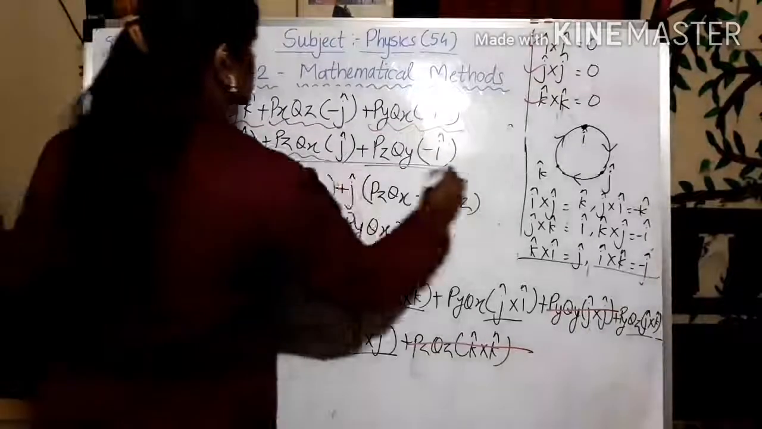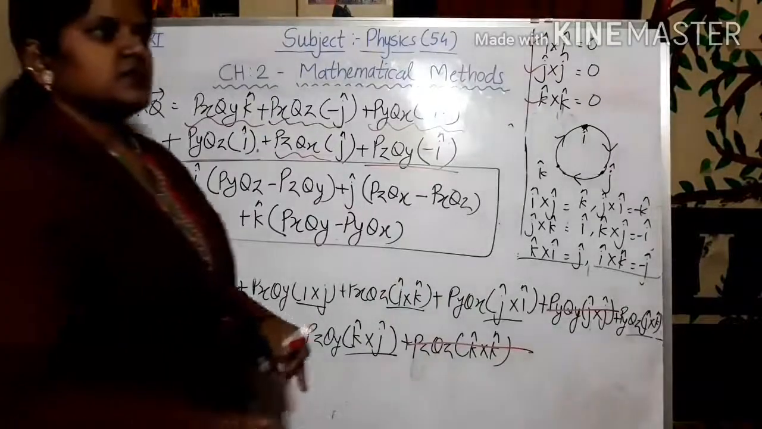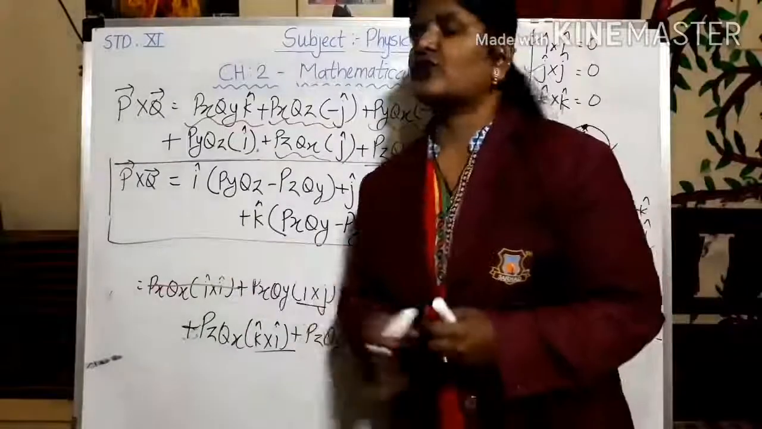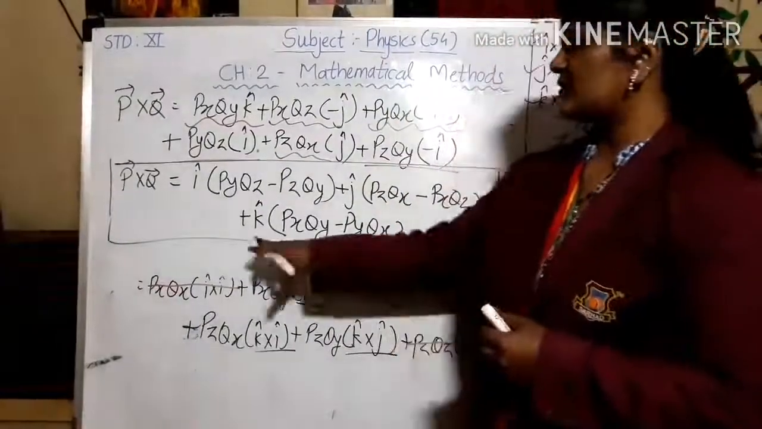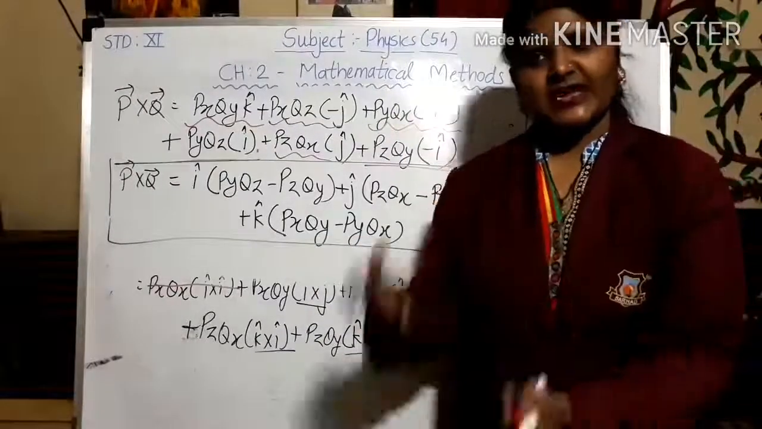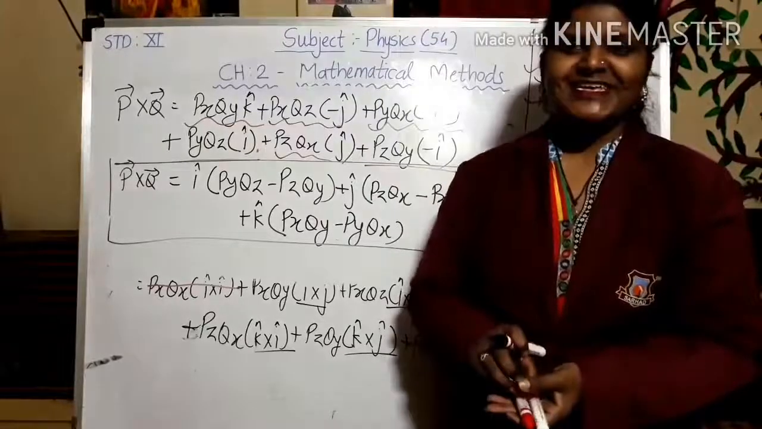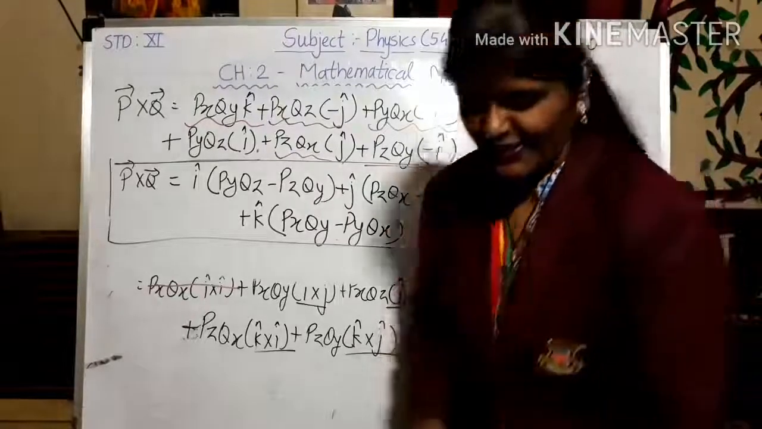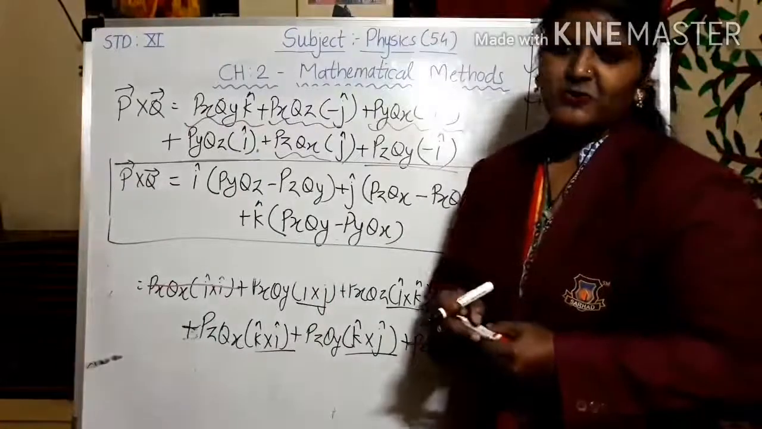So this is the final answer of cross product, which is P bar cross Q bar, which is this. If you are not able to remember this, there is one idea to remember it. The idea is about a trick in mathematics, the concept of determinant. So you have to know the concept of determinant first, then you can apply it over there.